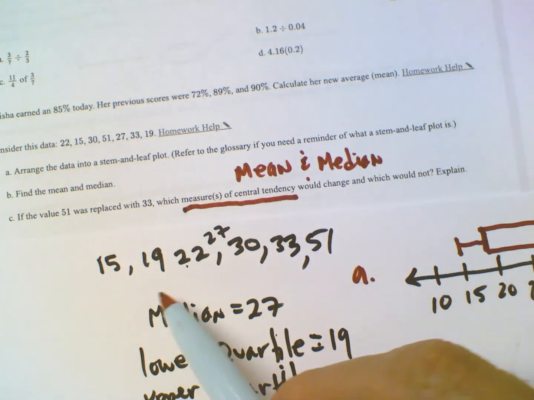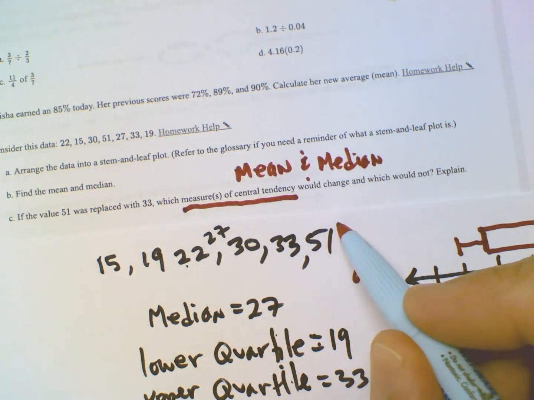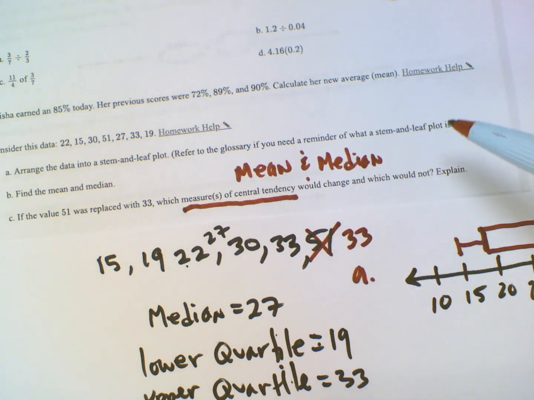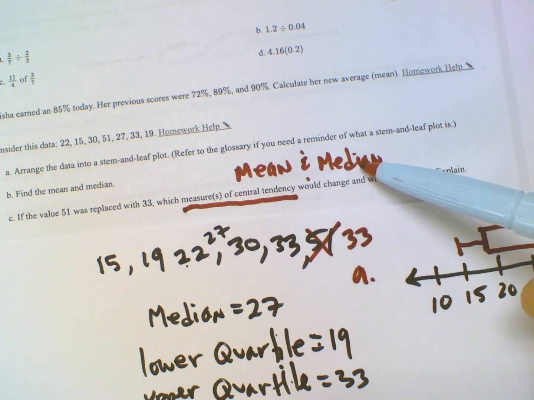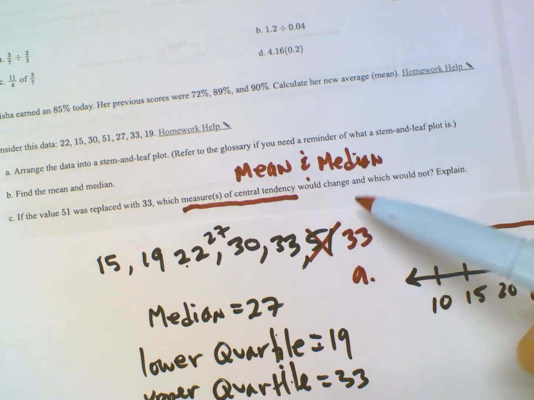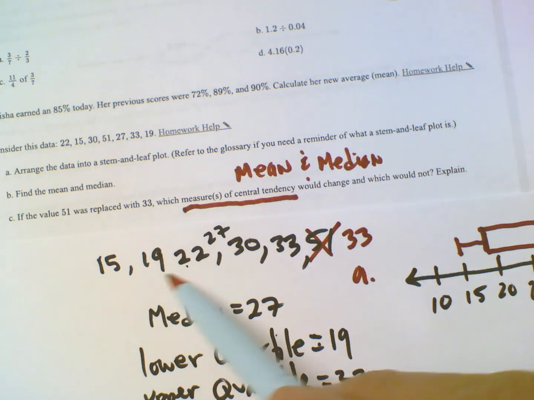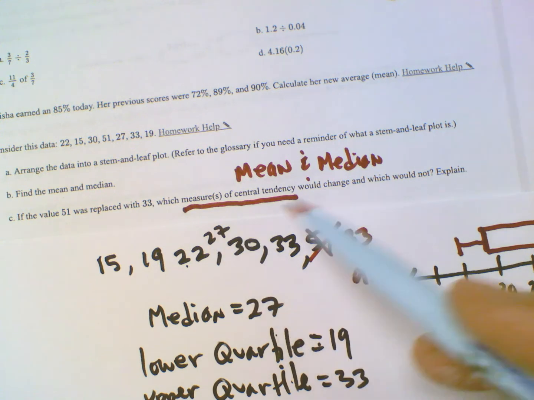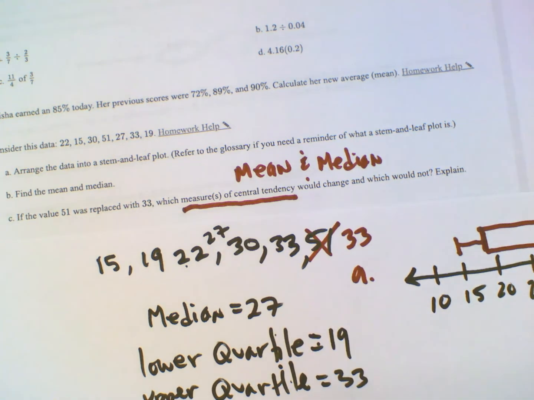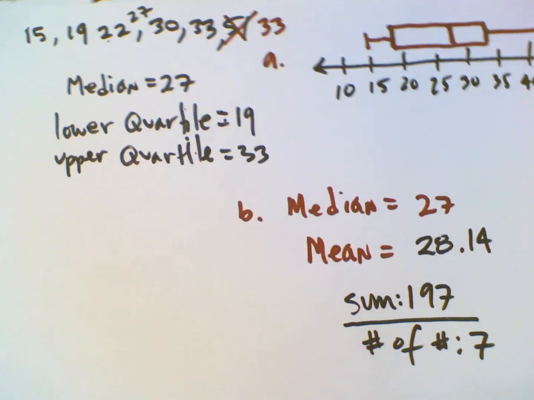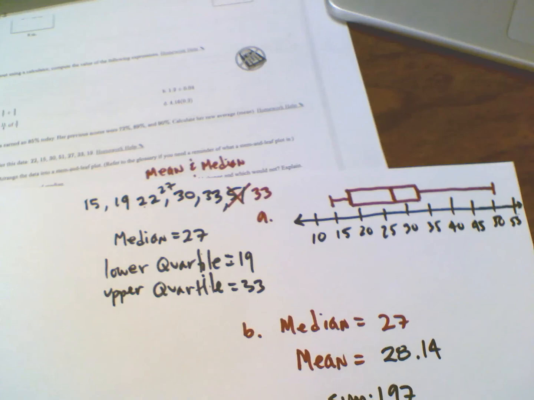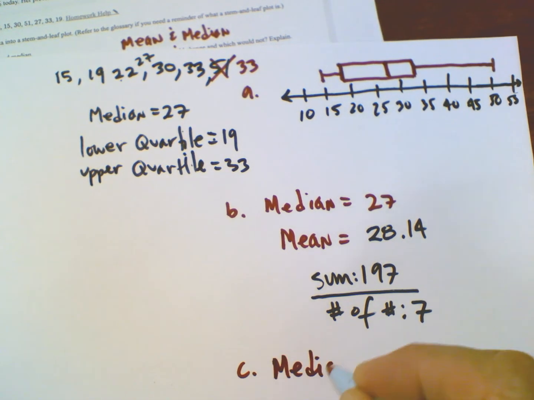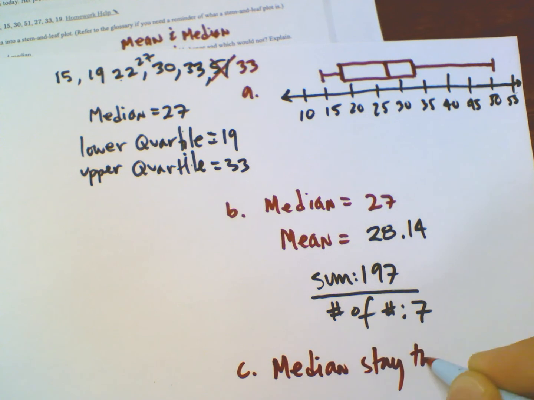So if I change this 51 now, so I'm going to pretend that's now a 33, what changes? Does the mean change? Does the median change? Well, if we look at it, if I change 51 to 33, the order doesn't change, right? They're still in consecutive order. So the median would still be 27. So the median stays the same. If I change that to a 33, I just discovered that the median would not change. So the median stays the same.